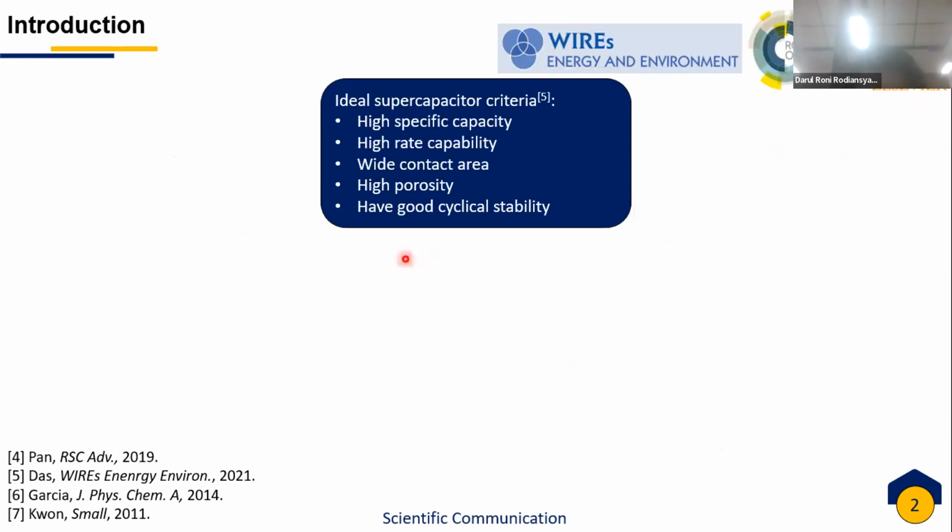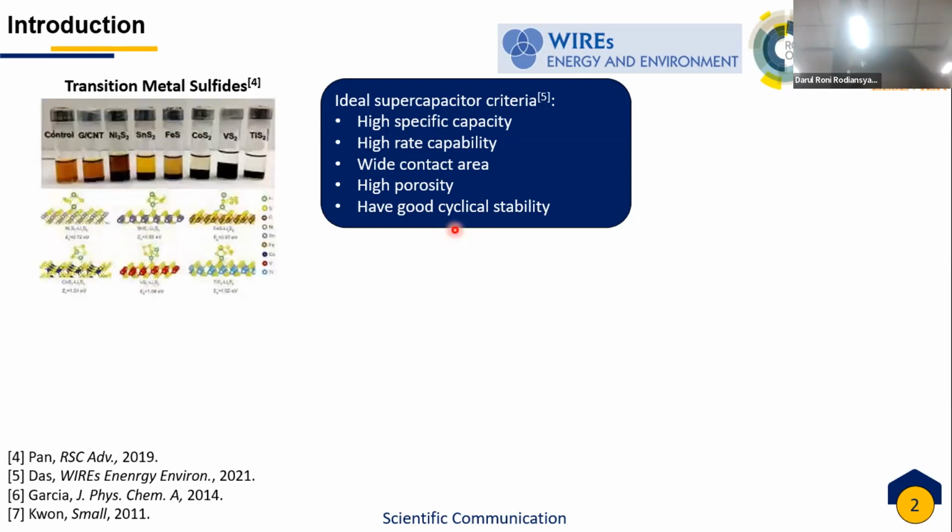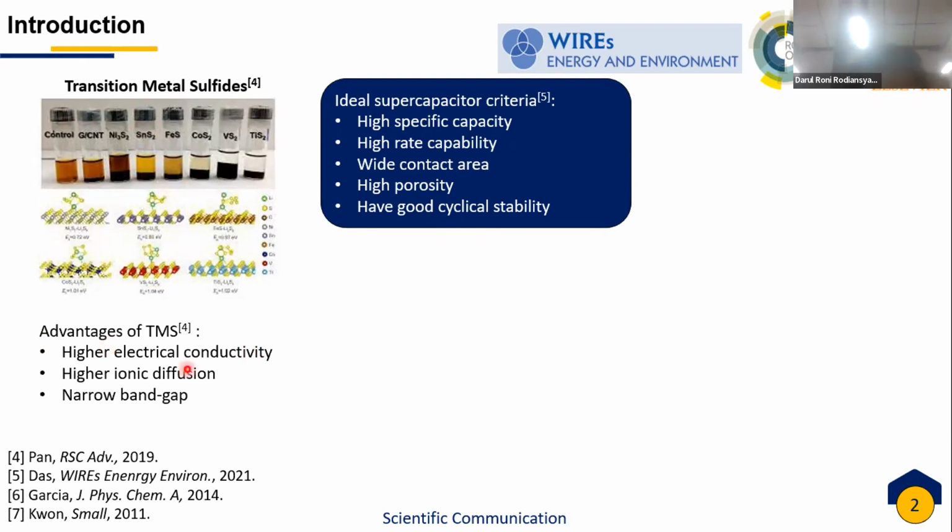The ideal electrode has the following criteria: high specific capacity, high rate capability, wide contact area, high porosity, and good cyclic stability. Materials that can be used as electrodes are transition metal sulfides. As in this picture, there are several materials, namely carbon nanotube, nickel sulfide, zinc sulfide, iron sulfide, and others. The advantages of transition metal sulfides are high electrical conductivity like metals, high ionic diffusion, and narrow band gap.